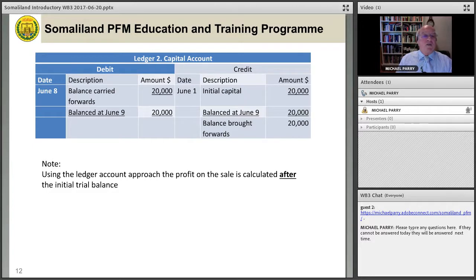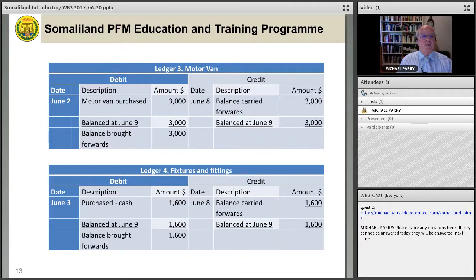The next ledger we've got is the capital account. The only entry in this we show is the initial capital of $20,000, which is a credit, and that's the amount carried forward of $20,000. So a credit balance into the next period. Note that we do not show the profit at this stage. Under the ledger accounting system, you calculate the profit at the end of the period. So at this stage, we don't show the profit in the trial balance. And we will see in a few minutes how that works.